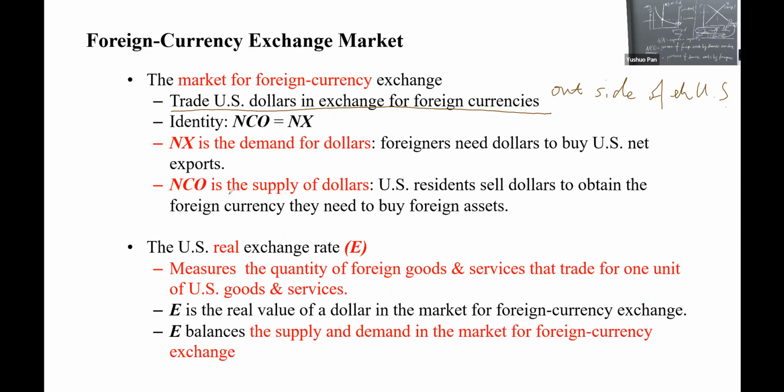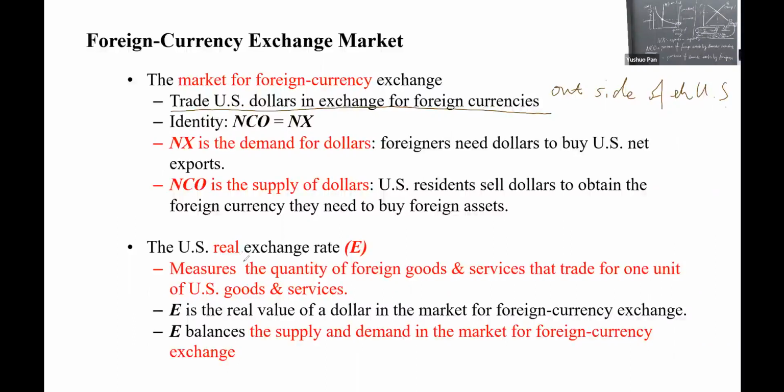But for the NCO, that's the asset the people hold, and that's the money supply. The US residents need to sell dollars to obtain the foreign currencies they need to buy foreign assets. If US residents want to buy a foreign asset, you have to use US dollars to exchange for the foreign currencies first. And if you want foreign currencies, you have to give US dollars to others. So that's the money supply.